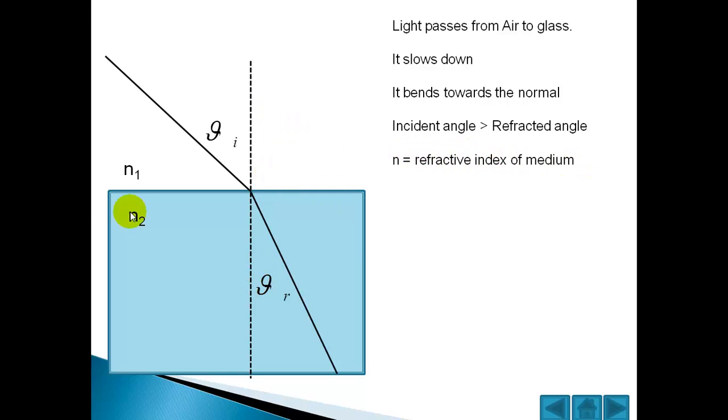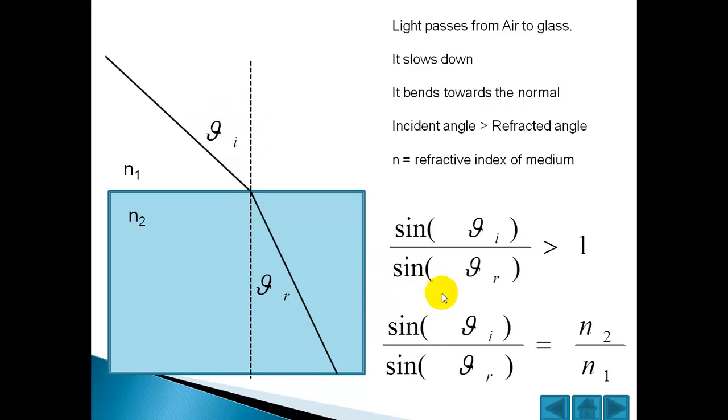N is the refractive index of the second medium, in other words N2; this is N1 if we're talking about air. And there's another ratio that we're interested in, which is the sine of this angle divided by the sine of that angle. It will be greater than 1, because this is a greater angle than this angle. More specifically, the sine of the incident angle divided by the sine of the refracted angle will be equal to N2, the refractive index of the second medium, divided by the refractive index of the first medium. Notice that they're inverted.